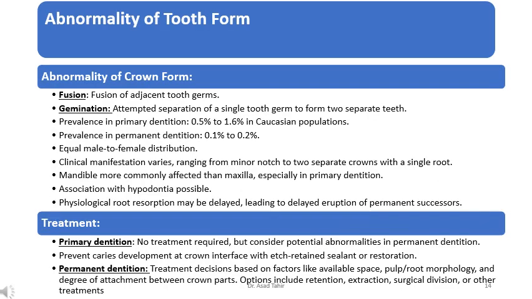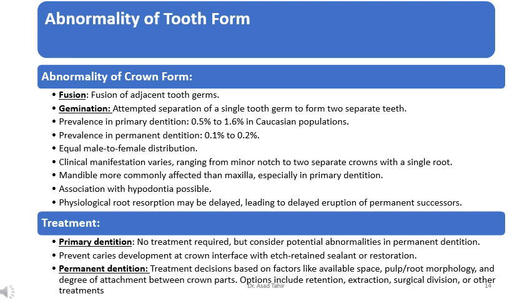Abnormality of tooth form. Abnormality of crown form. Fusion of adjacent tooth germs. Gemination, attempted separation of a single tooth germ to form two separate teeth. Prevalence in primary dentition, 0.5% to 1.6% in Caucasian populations. Prevalence in permanent dentition, 0.1% to 0.2%.